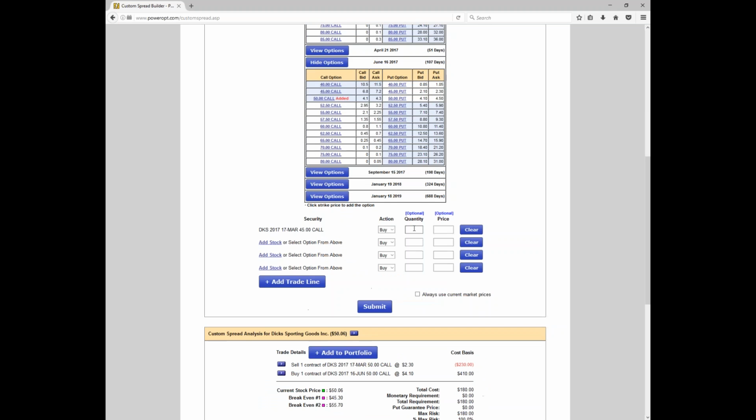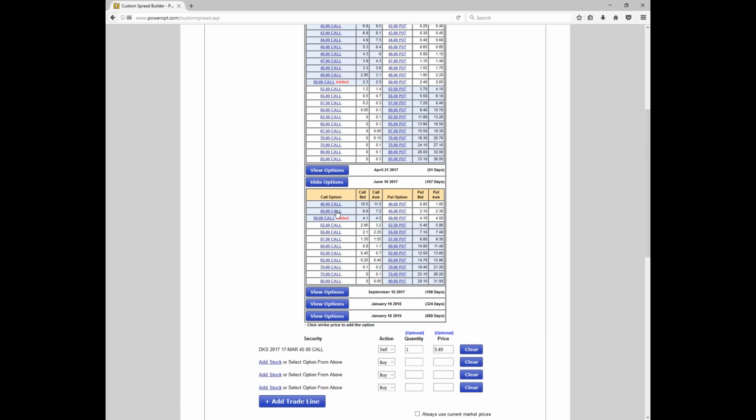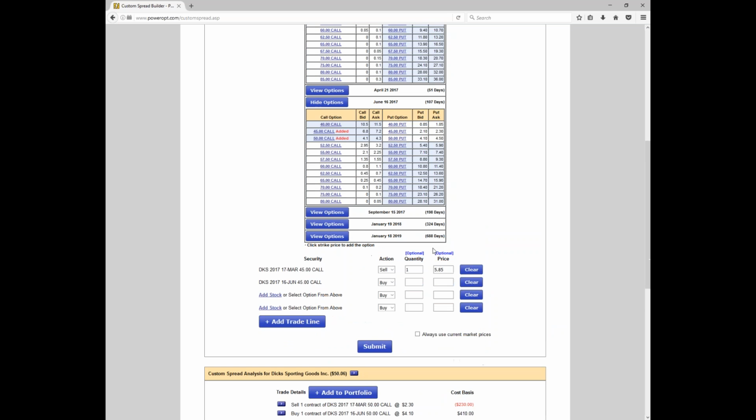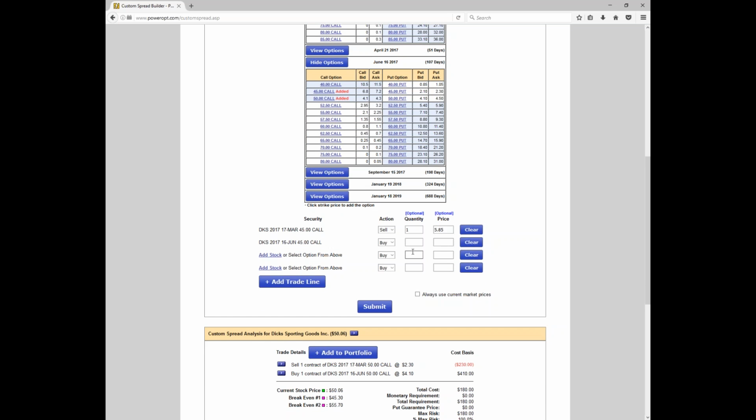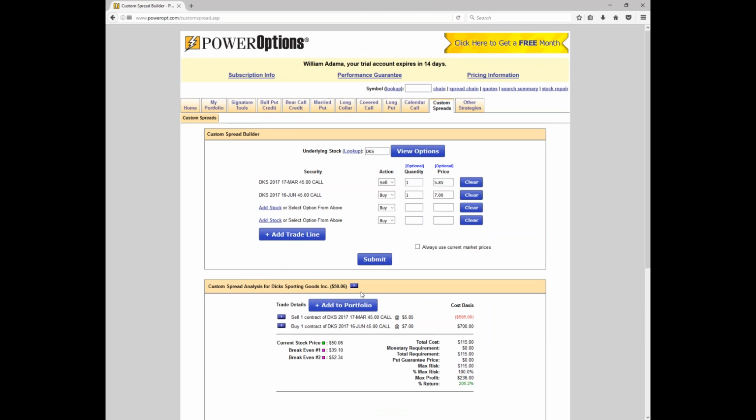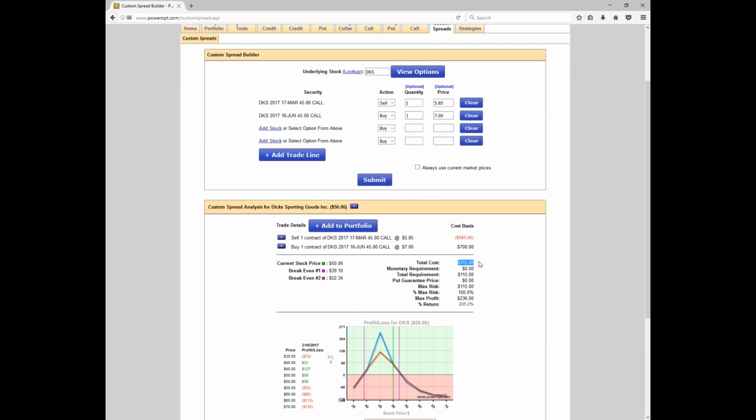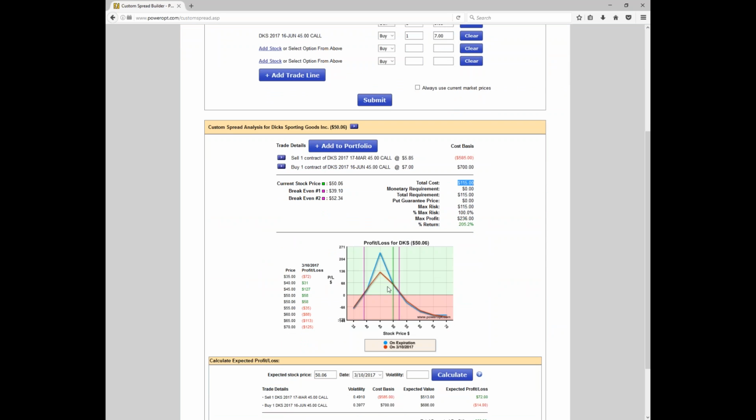Sorry, folks. Okay. So let's say we went in the money and we sold a 45 call for about 585. And now at the same time, we're going to buy the 45 call for June. We're going to call that $7. So going in the money in this fashion, we get a lower debit of 115. But the stock's at 50. So if you had a bearish sentiment on DKS, you could enter the horizontal.